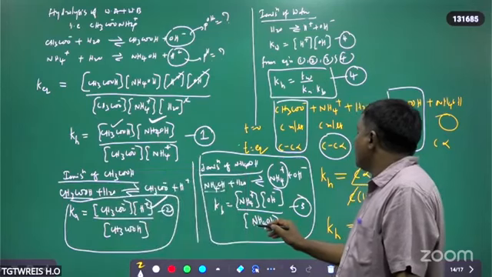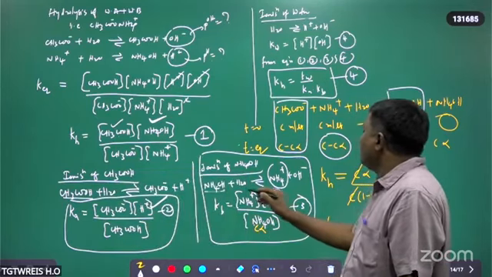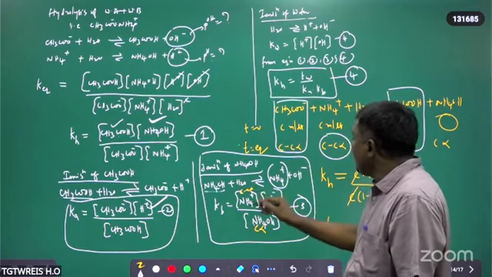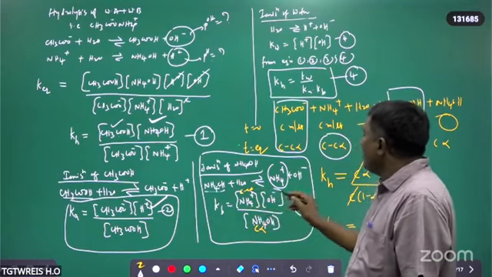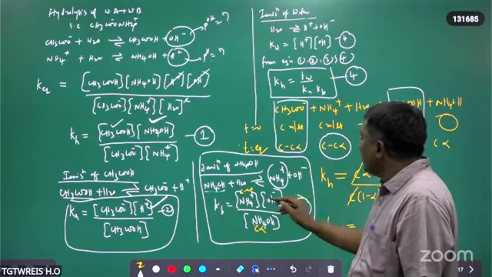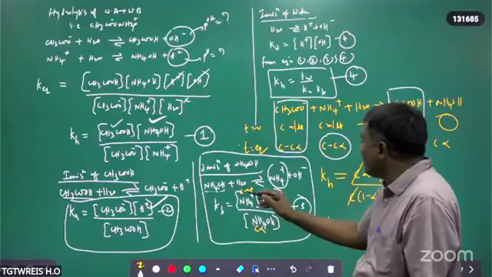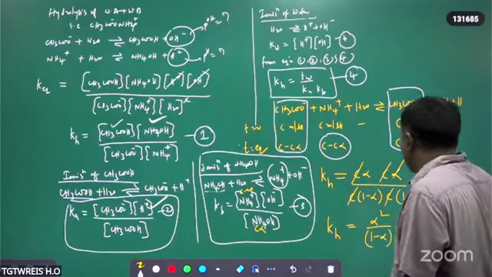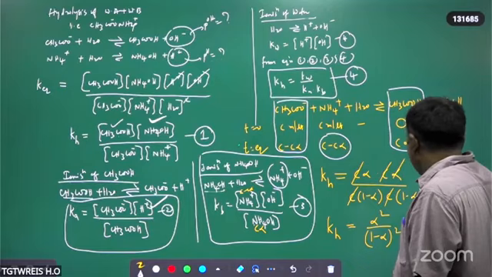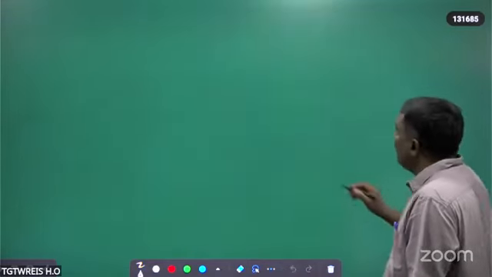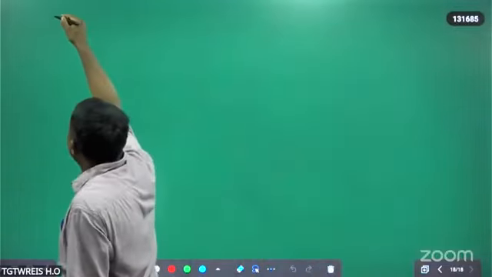This is C alpha. NH4 plus is C minus C alpha. From this, you calculate the OH minus concentration. The square bracket OH minus is equal to this one into this one by this one. Therefore, the OH minus ion concentration is equal to C alpha into Kb.